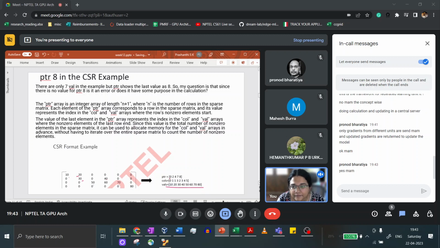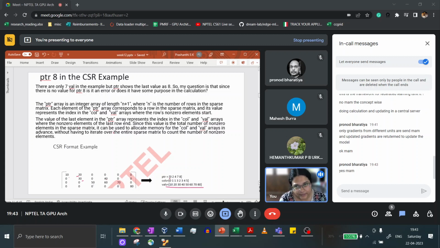So the answer given is, the PTR array is an integer array of length n plus 1, where n is the number of rows in the sparse matrix. Each element of the PTR array corresponds to a row in the sparse matrix, and its value represents the index in the col and val arrays where the row's non-zero elements start. This part I think you already know.